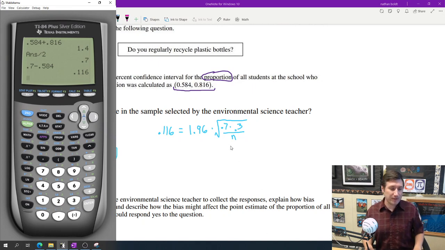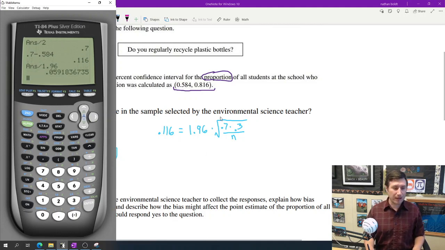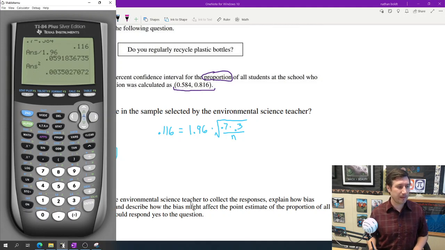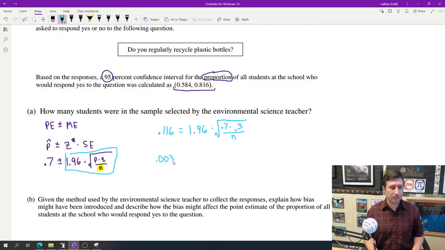I want to do a few steps in one here because that's not too hard. First, get rid of the 1.96, which means I have to divide 0.116 by 1.96. All right, now I want to get rid of the square root. How do I get rid of the square root? We square both sides. So I'm left with 0.0035 is equal to, we just got rid of the 1.96 and we got rid of the square root, 0.7 times 0.3 divided by n.